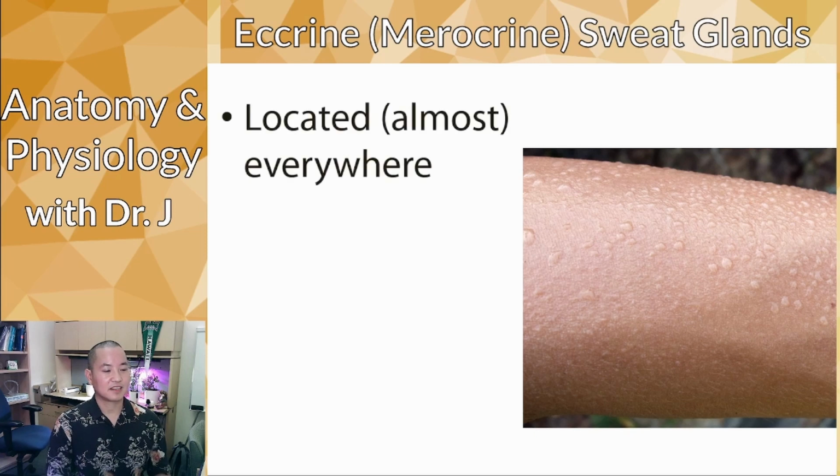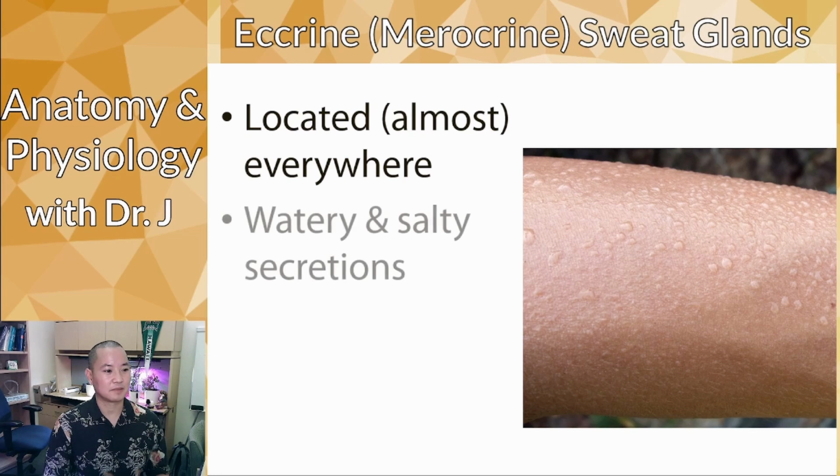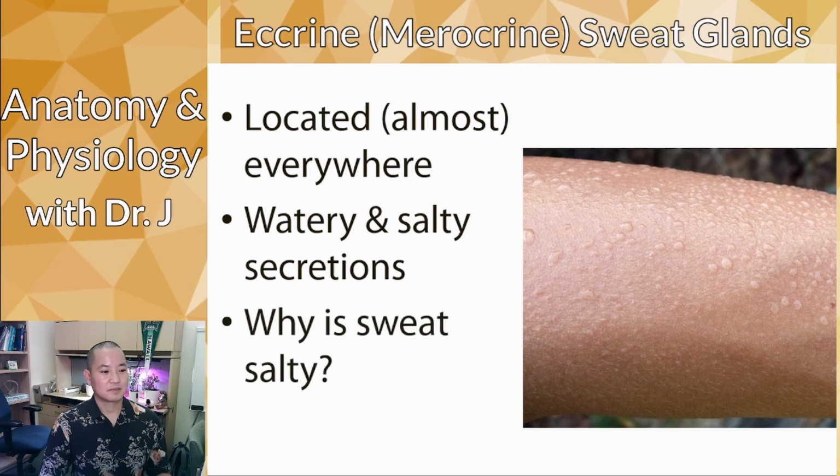But eccrine sweat glands are located almost everywhere. A nice mnemonic I was taught is that eccrine is everywhere. So in the skin, except for very few places, you have eccrine glands. What they're doing is secreting a watery secretion, and it does have some salt as well. So why is sweat salty? It's due to these sweat glands and this watery secretion.